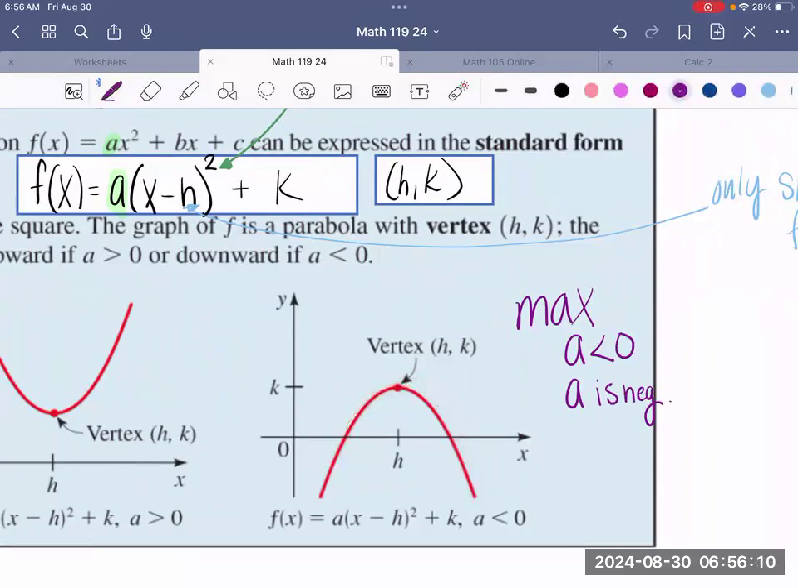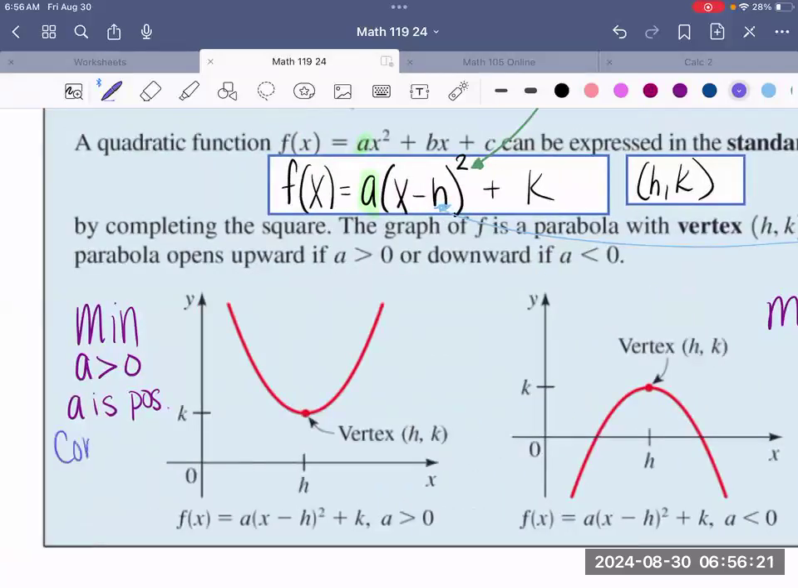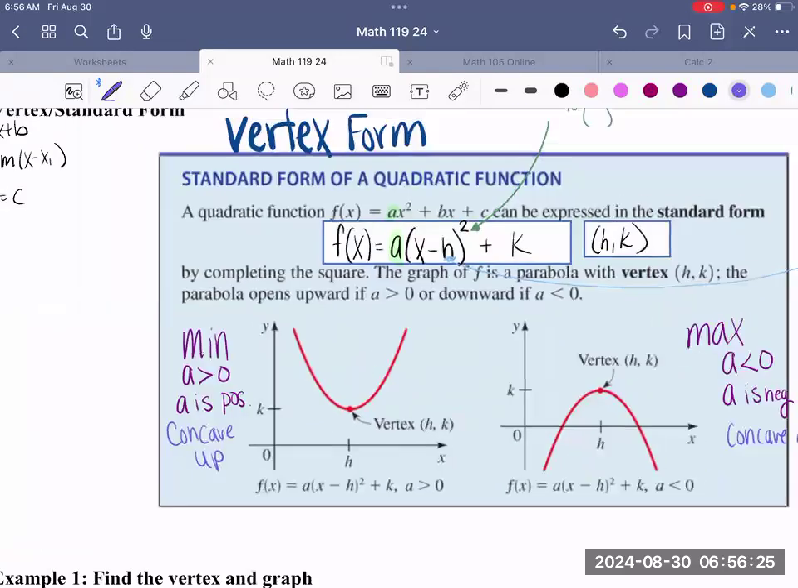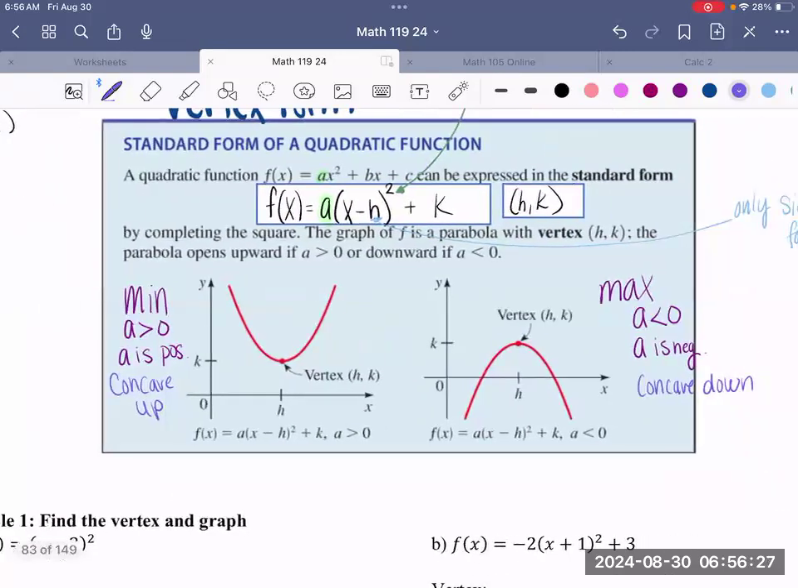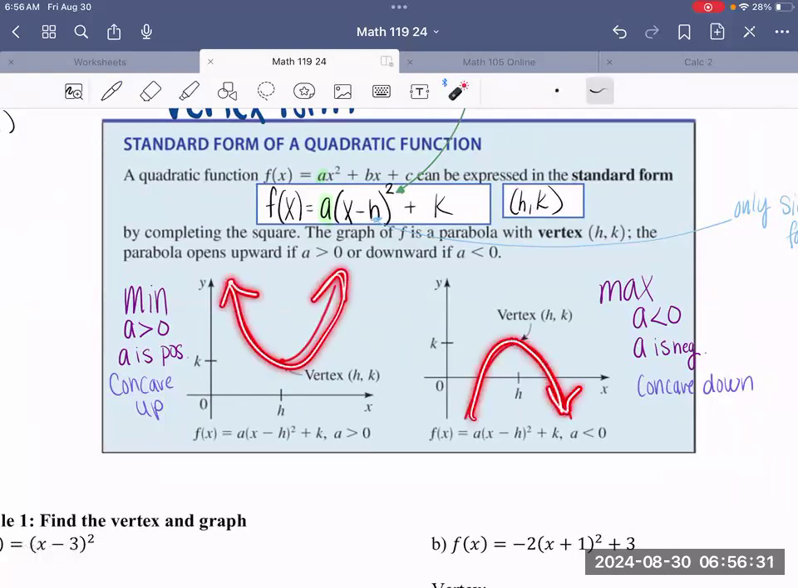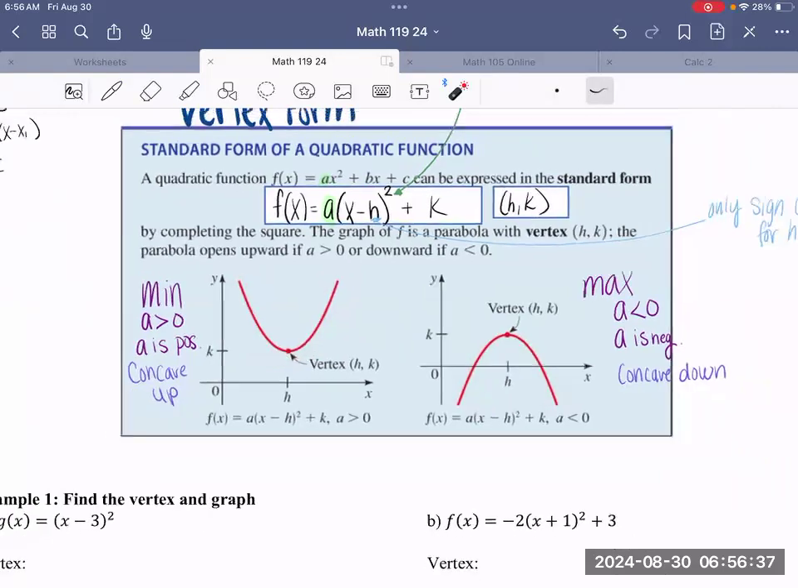And when it asks about concavity, we use the term concave down and concave up. So if you're being asked what type of concavity you have, it's either up if it's minimum or down if it's a maximum. Again, points off here sometimes. If you're going too quickly, please just slow it down.